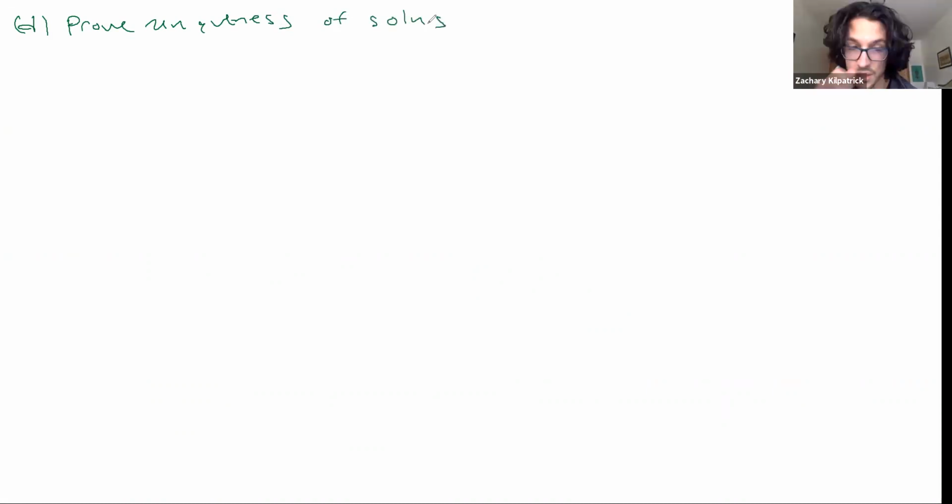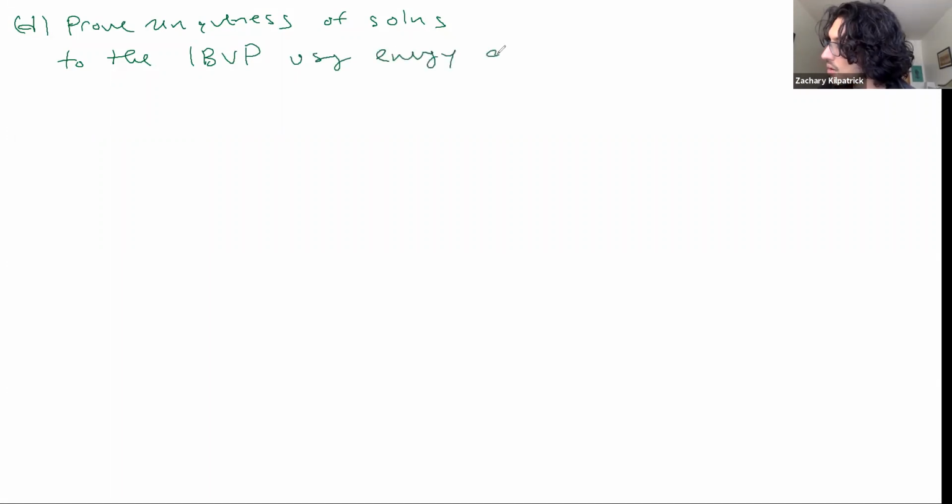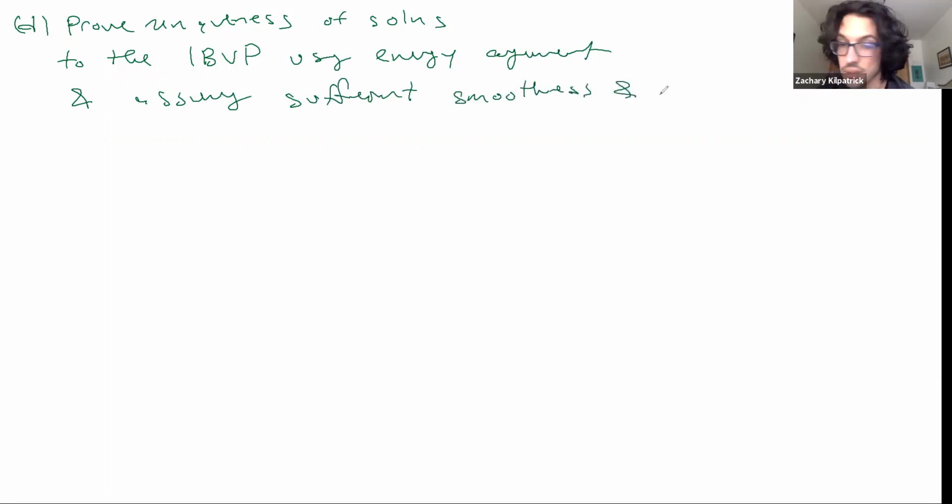But it's essentially just: prove uniqueness of solutions to the IBVP using the energy argument, and assuming sufficient smoothness and boundedness. Well, let me say integrability.